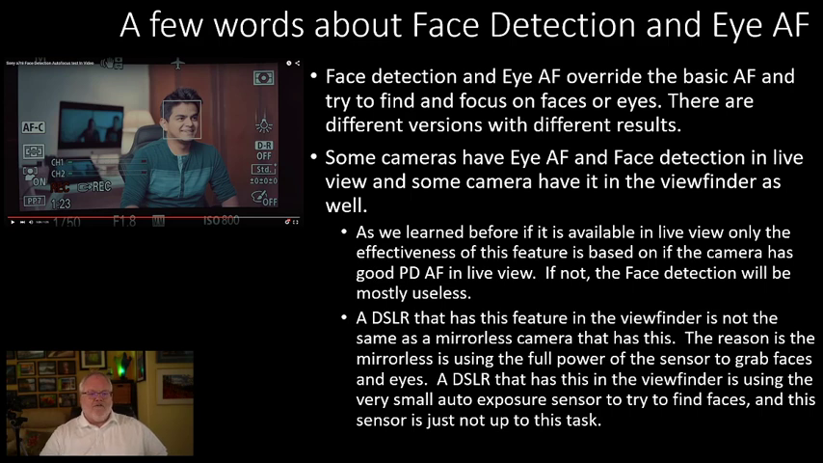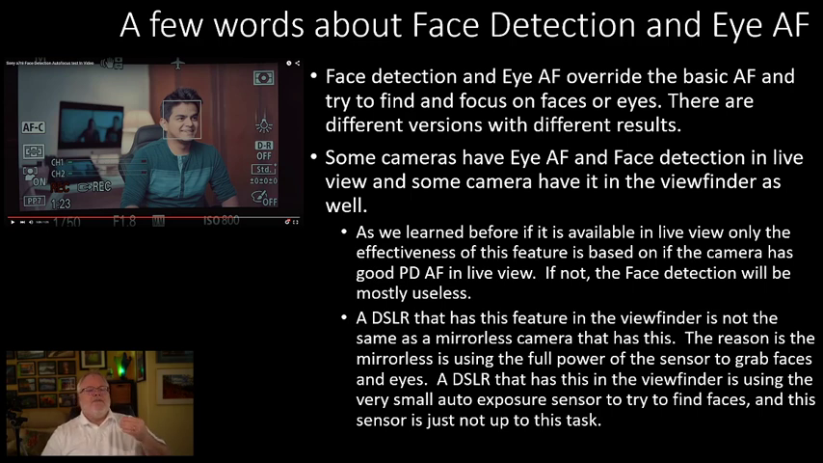Some cameras have eye autofocus and face detection in live view, and some cameras have it through the viewfinder and live view as well. As we learned before, if it is available in live view only, the effectiveness of this feature is based on if the camera has good phase detection autofocus in live view, and we'll talk about that next. If not, the face detection will be mostly useless. On a DSLR camera that has this feature in your viewfinder, not in the live view, it is not the same as a mirrorless camera that has it through the viewfinder.